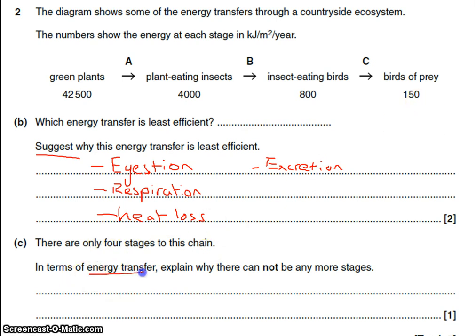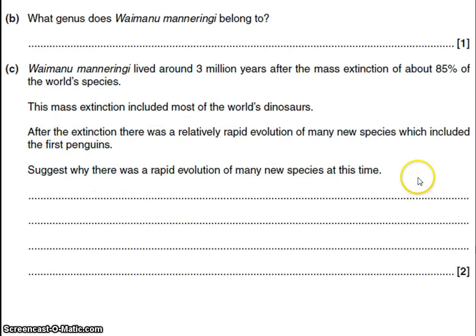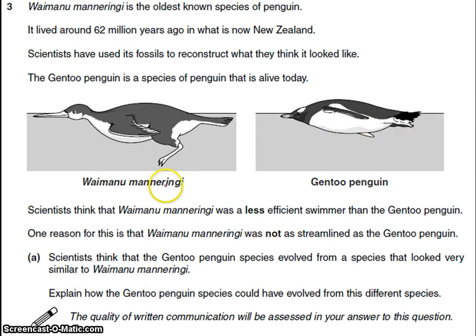Explain in terms of energy transfer why there cannot be any more stages. If you look at what happens to the energy as we go along here, it should be obvious that there simply isn't enough energy to support another organism or another species, and so there isn't a 5th component to this food chain. The next question is the 6-mark question, and it compares 2 types of penguin.